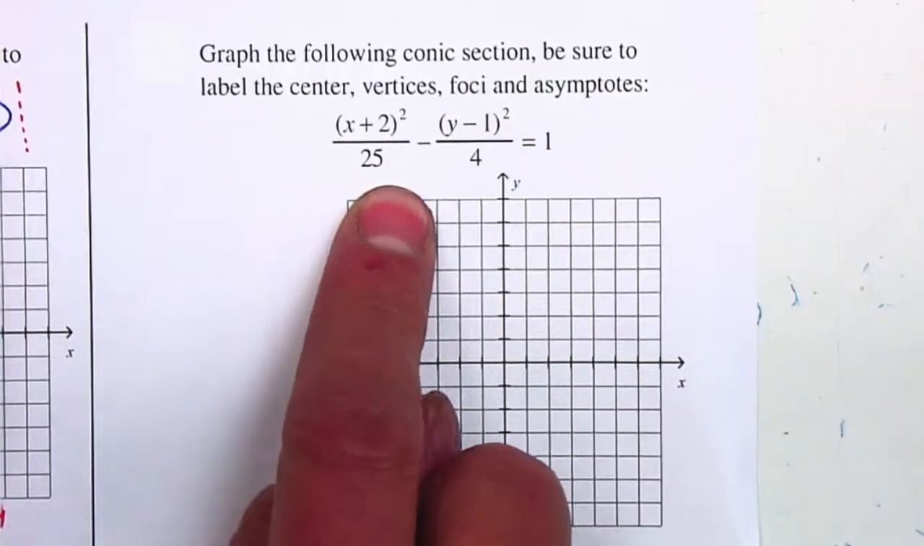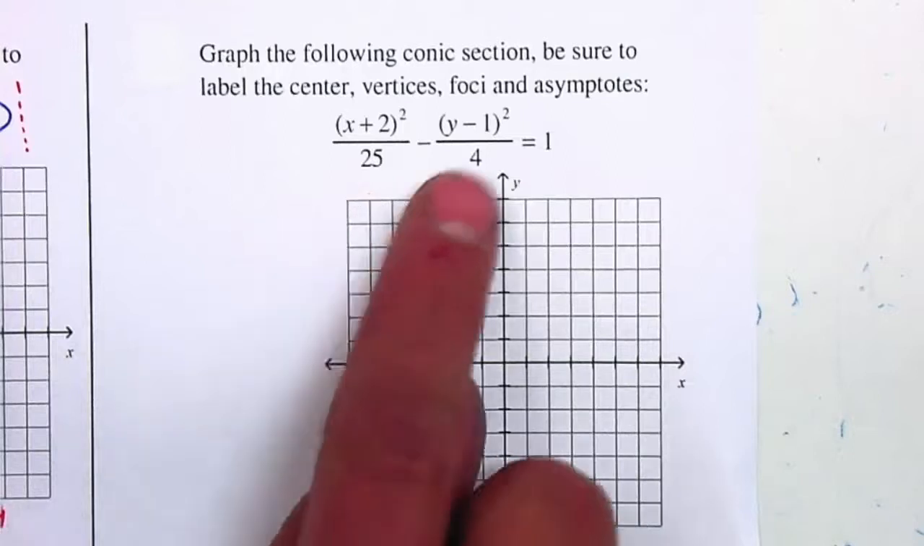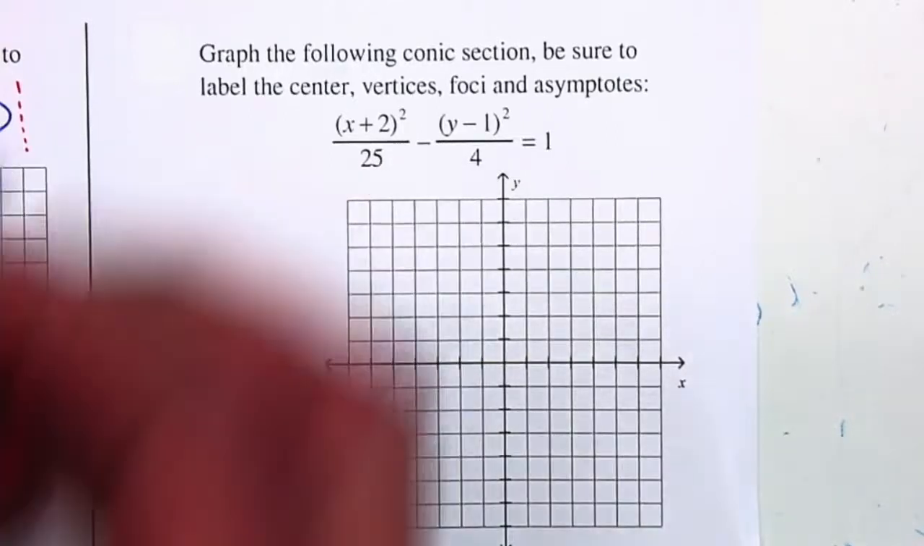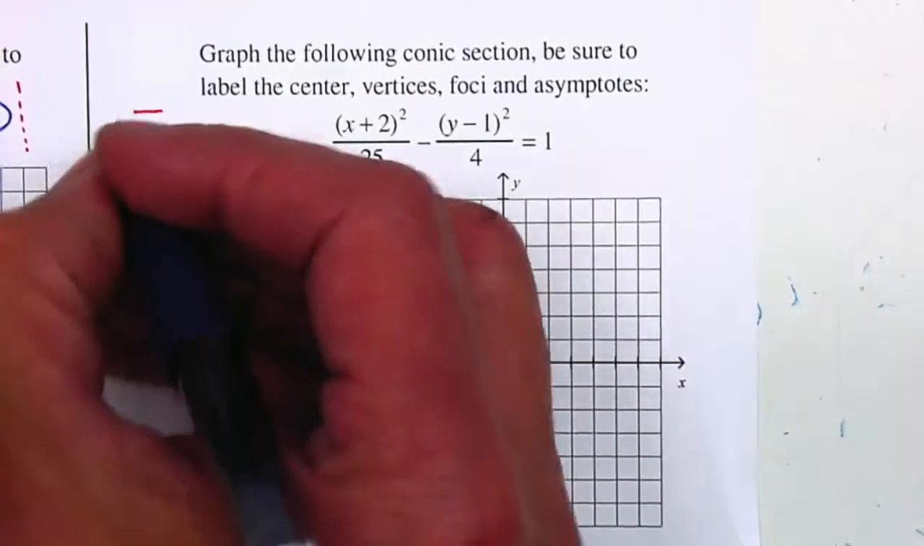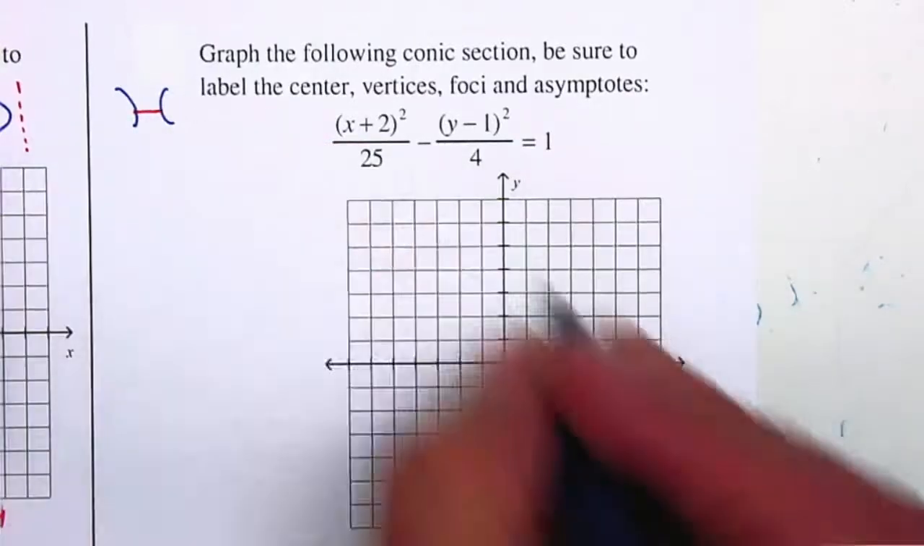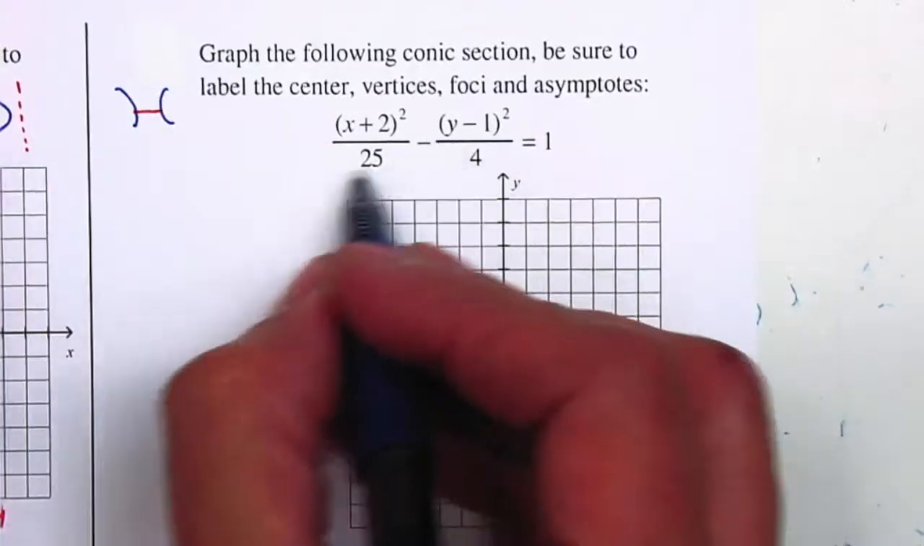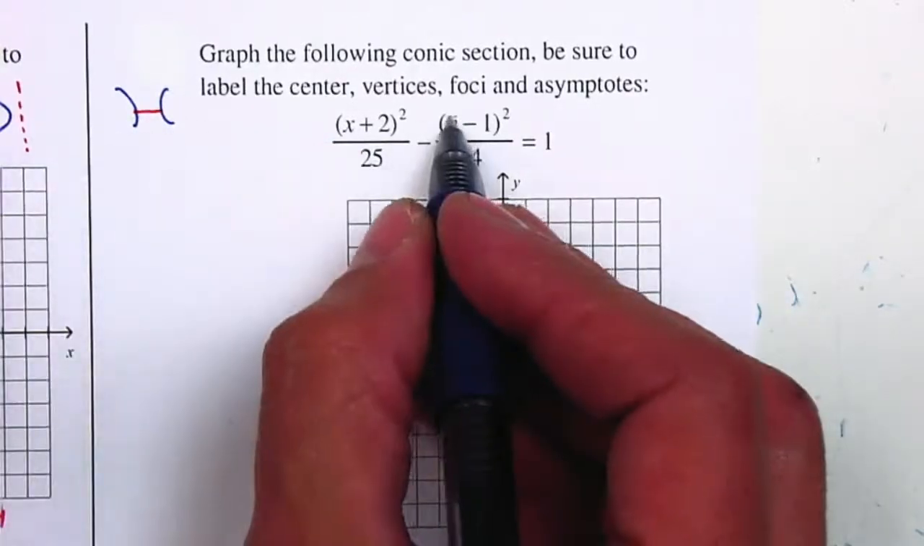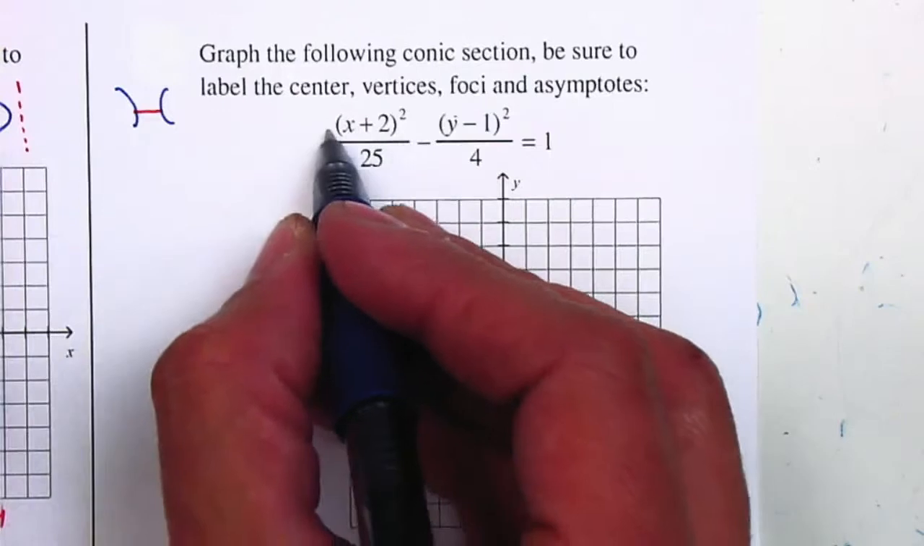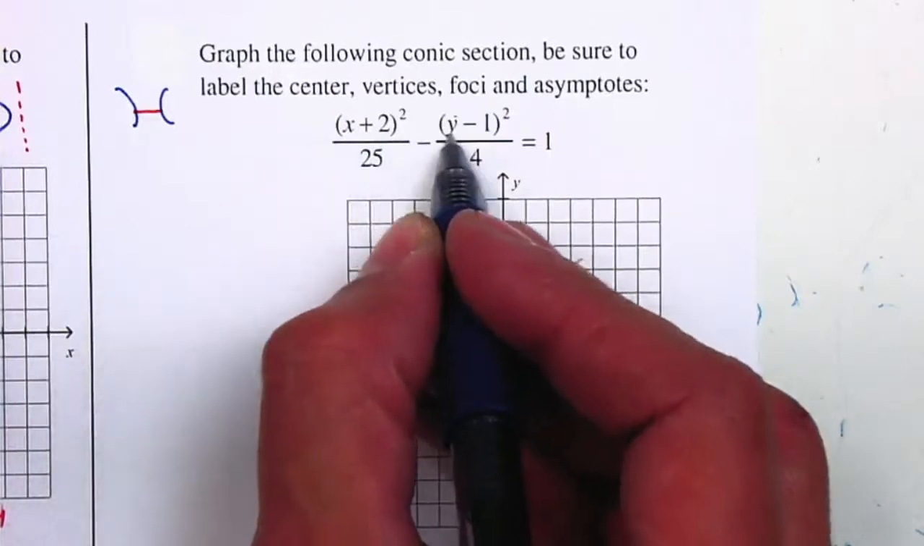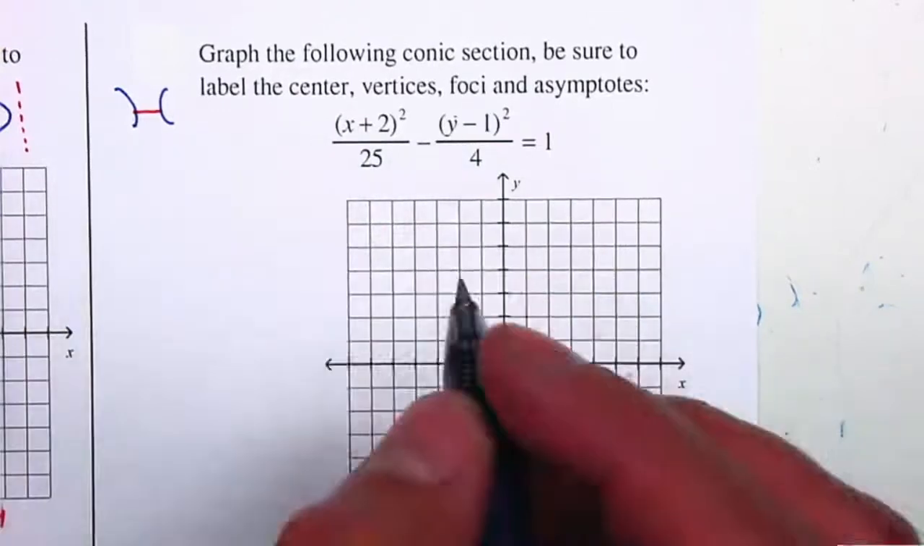So first, you need to be able to determine what type of shape this is. If you notice there's a minus in between, you know that your graph most likely is a hyperbola. To be a hyperbola, they both have to be squared, and they need to have different signs. This is positive, and that is negative. So therefore, it's a hyperbola.